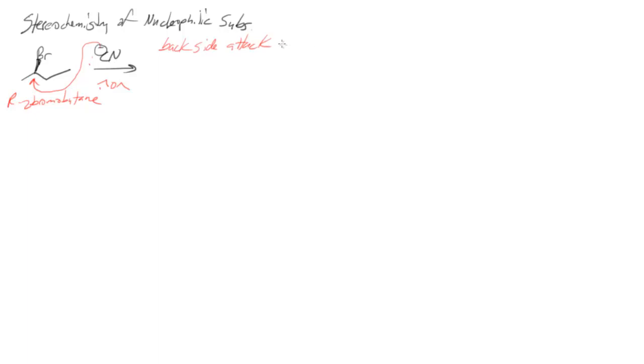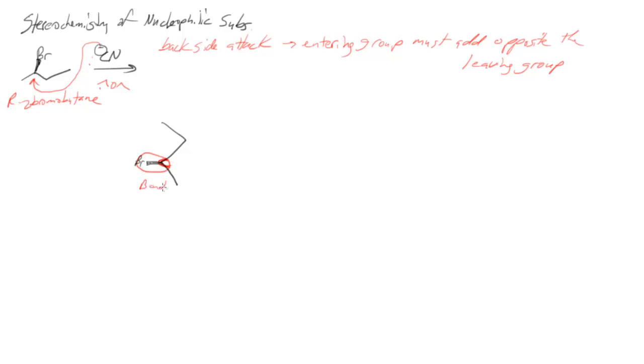Which really just means that the entering group, or in this case the nucleophile, must add opposite the leaving group. And actually the explanation for why this happens gets to molecular orbital theory. And so there's a molecular orbital here between that carbon and that bromine. This is the bonding molecular orbital. And that molecular orbital has 2 electrons in it, and it's lower energy.